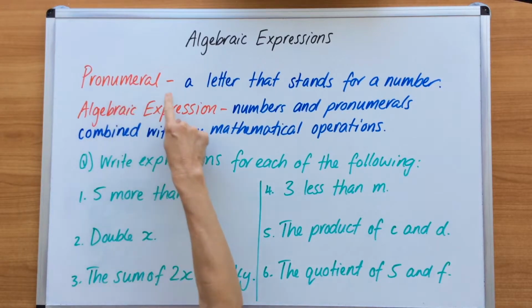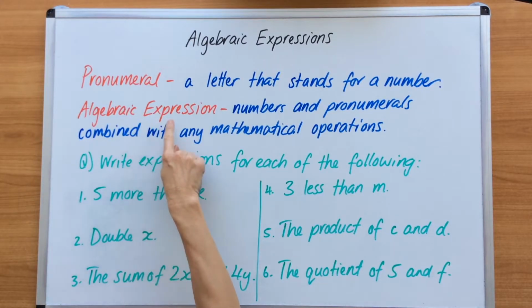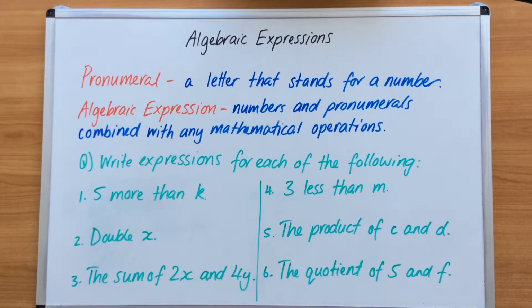A pronumeral is a letter that stands for a number, and they often, if not always, are written as a cursive letter. An algebraic expression is numbers and pronumerals combined with any mathematical operations. So addition, subtraction, multiplication and division. So when we read these kinds of expressions, we have to understand the language in them.